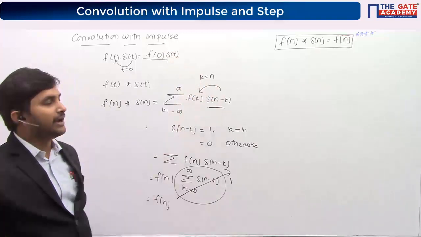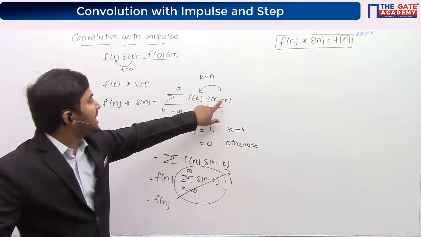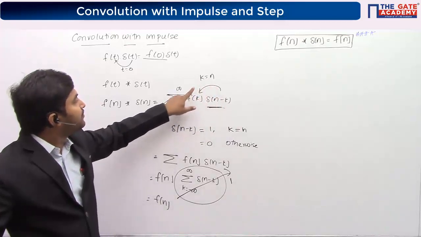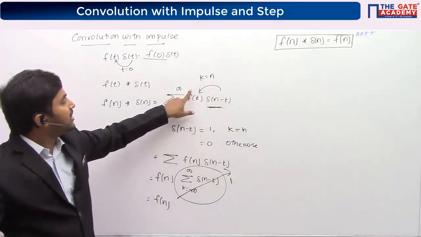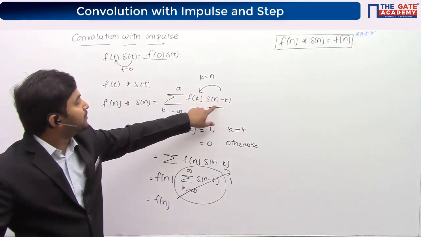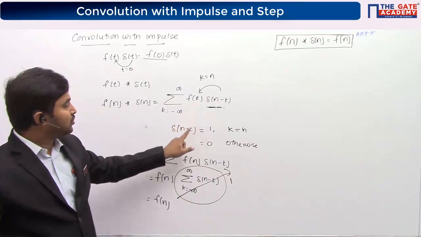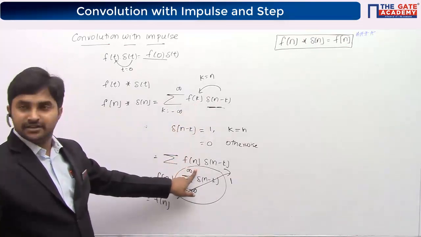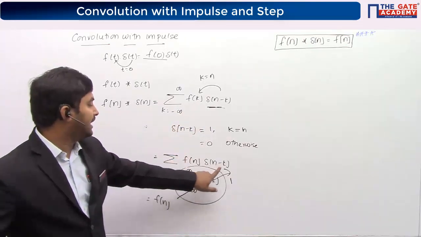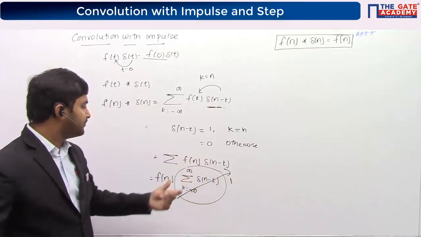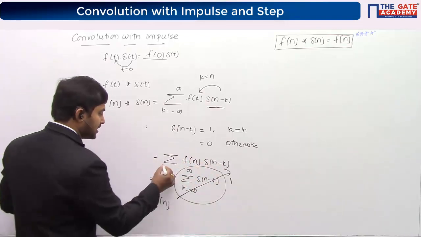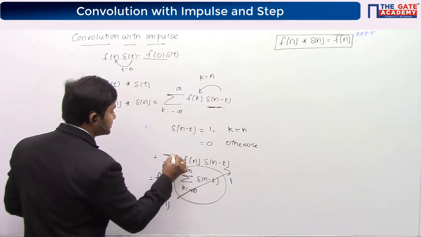The same thing is going to be applied here. So del of n minus k at k is equal to n. At k is equal to n, we are having an impulse here. So we are putting the value of k is equal to n inside this f of k. So we'll be having f of n, right? So f of n multiplied by del of n minus k. F of n, here the summation is changing from k is equal to minus infinity to infinity.